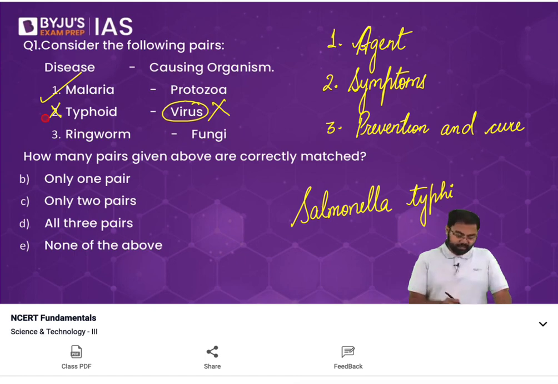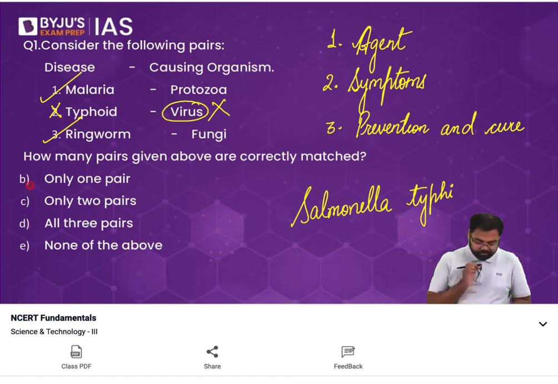The third one is ringworm versus fungi. This is correct. Ringworm is a fungal disease, a kind of skin disease which happens because of fungus. So this is definitely correct. So out of these, there are two pairs only which have been marked correctly.